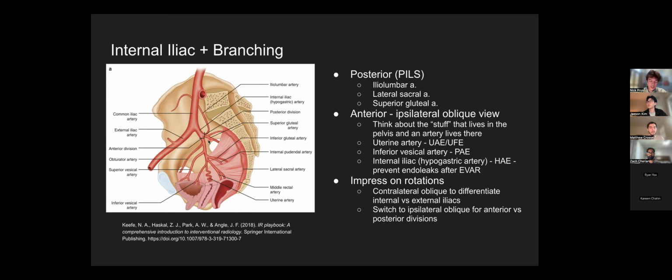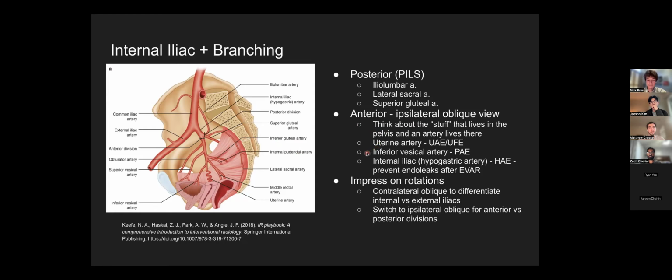A good way to think about the arteries in this region is to think about the different organs that live in the pelvis, and then there's an associated artery that lives there. So you have the uterine artery, which you'd access for uterine fibroid embolization, and the inferior vesical artery for prostate artery embolization, but PAEs are super complex and there's a lot of variations with those.